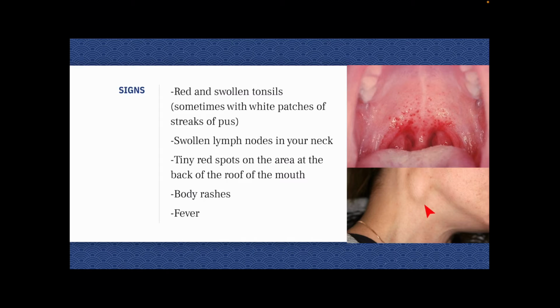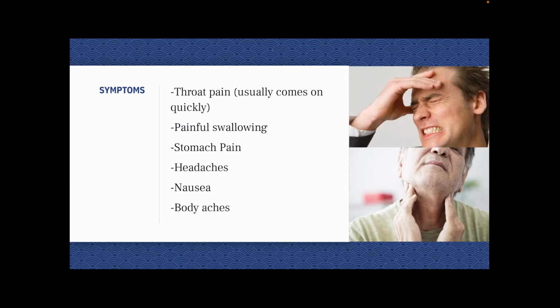Some signs include red and swollen tonsils, sometimes with white patches or streaks of pus, swollen lymph nodes in your neck, tiny red spots on the area at the back of the roof of the mouth, body rashes, and fever. Some symptoms include throat pain, which usually comes on quickly, painful swallowing, stomach pain, headaches, nausea, and body aches.